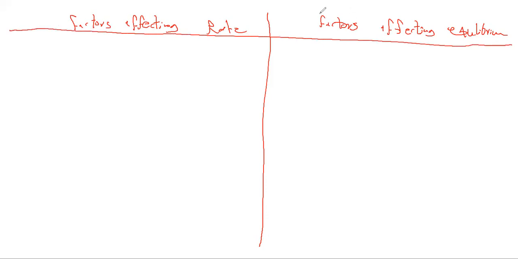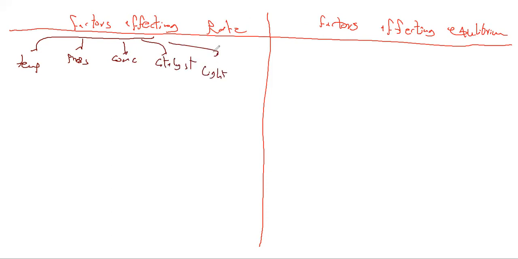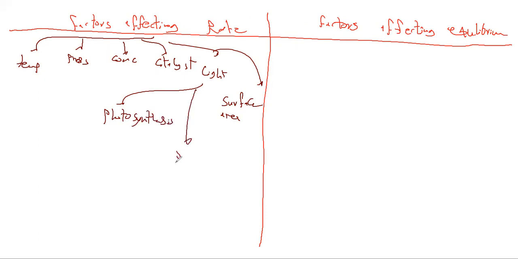For factors affecting rate, you'll find that we have temperature, pressure, concentration, catalyst, light, and surface area. For the light, photosynthesis process and photographic films.